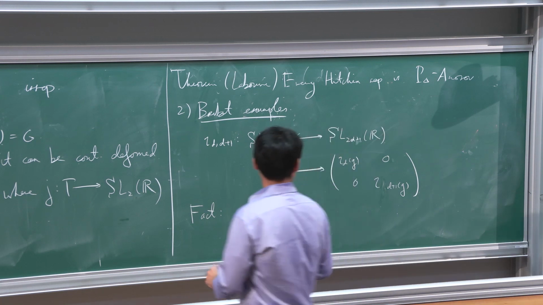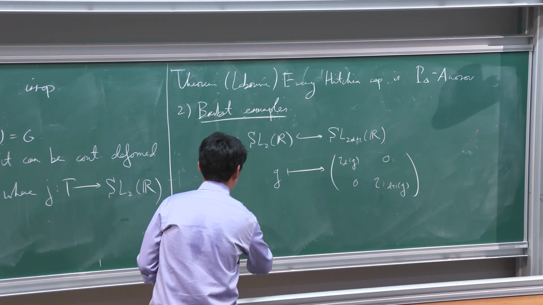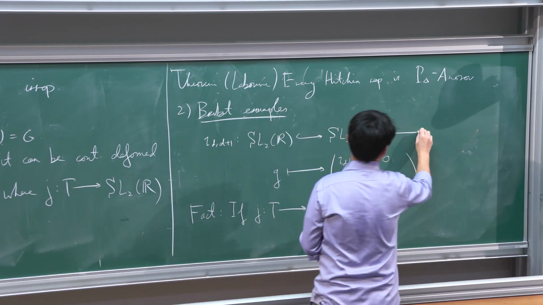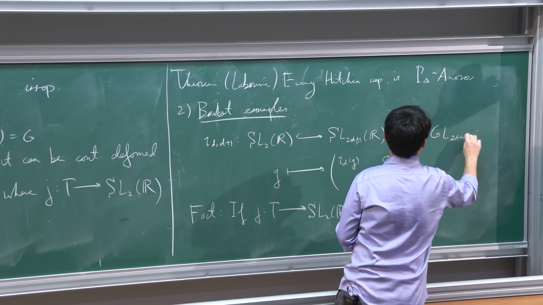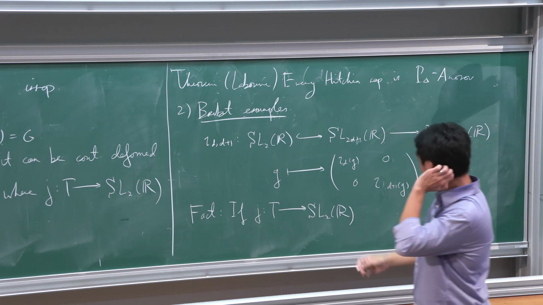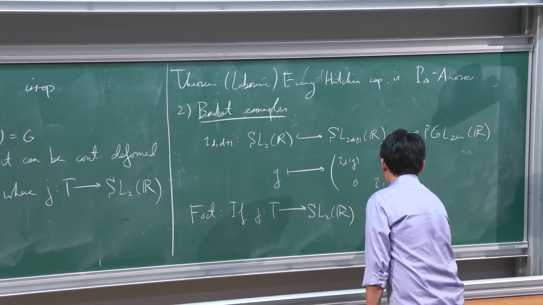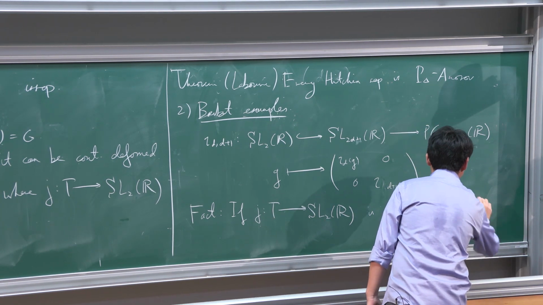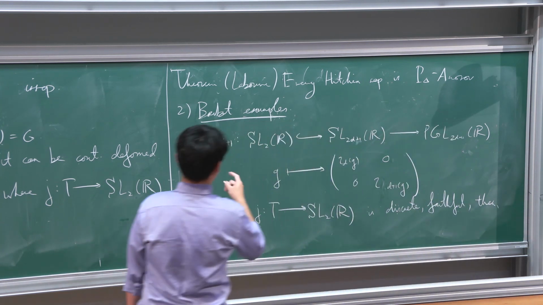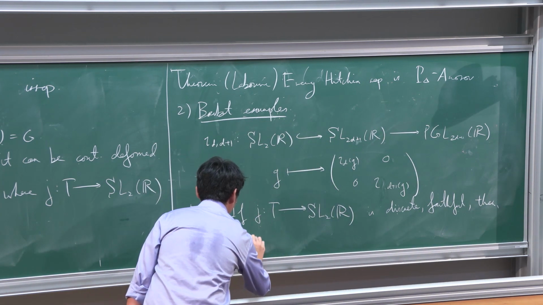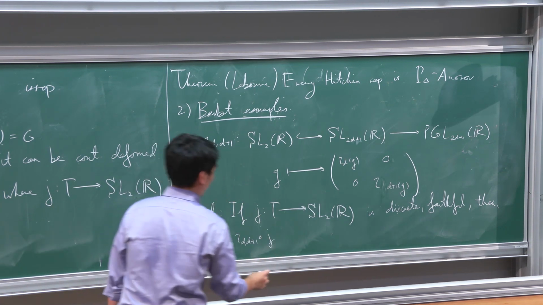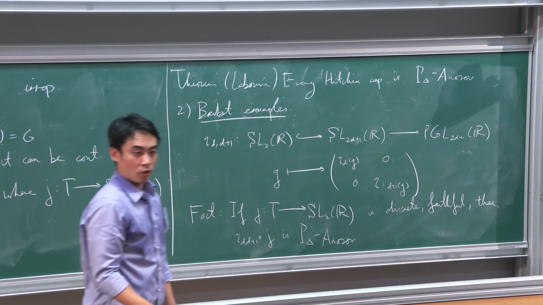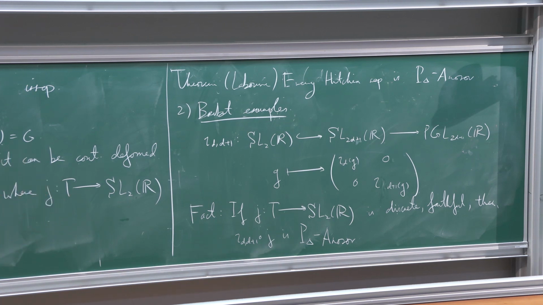The fact here is that if J from gamma to SL2R, and if you want to make it land in PGL(2D plus 1)R you just projectivize again, is discrete and faithful, then iota D plus 1 composed with J is P delta Anosov as well. And so any small perturbation of them is also P delta Anosov.